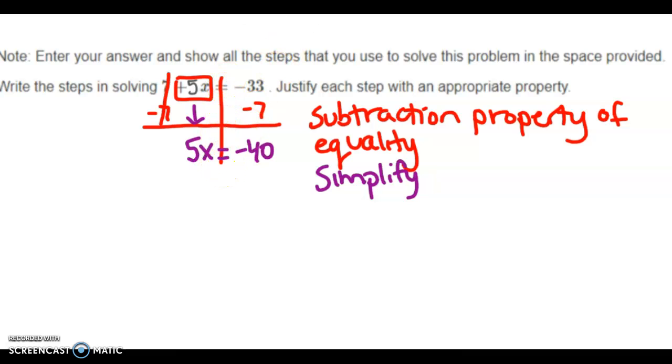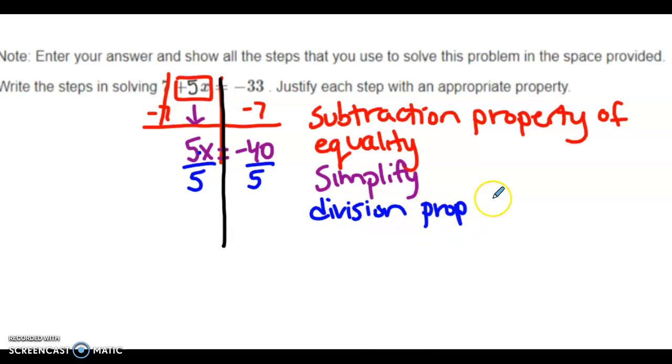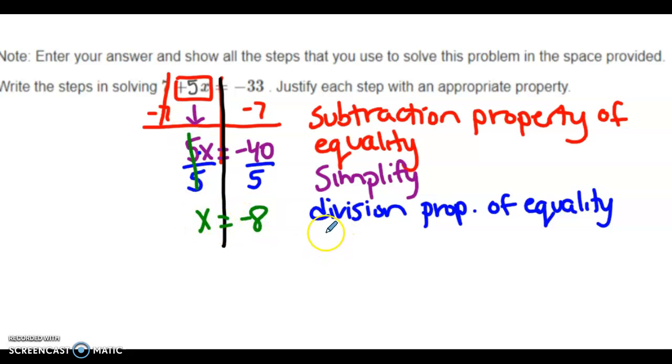After that, let me make my line a little bit longer. After that, I need to get rid of the 5. Right now, I have 5 times x, so the opposite would be to divide. The opposite of multiplying is dividing. So I'm going to divide each side by 5. And that's called the division property of equality. And I'm just abbreviating this. And then after I use that division property of equality, I would just need to simplify. And then I have my final answer, x equals negative 8.